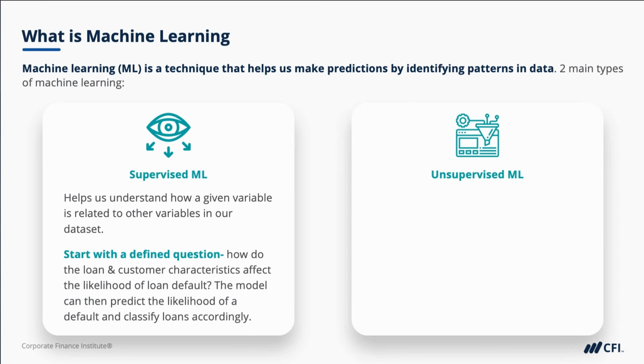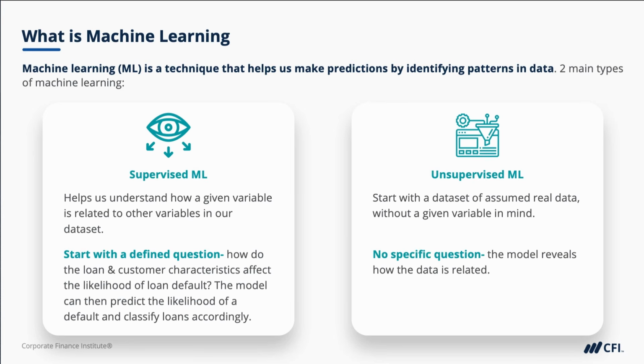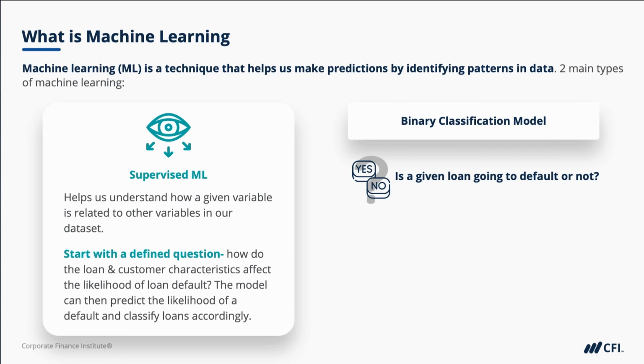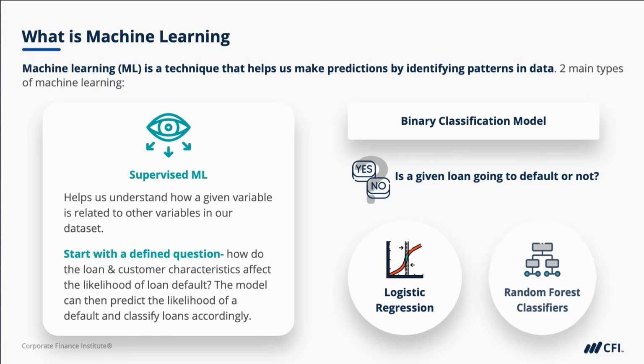Unsupervised machine learning is a little different. Again, we start with a dataset of what we think is related data. The difference is that this time we don't have a specific question in mind. We are hoping that the model will tell us how data is related. In this course, we'll be creating a supervised machine learning model. More specifically, we'll be creating a binary classification model, which is essentially trying to answer a yes or no question. We'll use both logistic regression and random forest classifiers to answer, is a given loan going to default or not?